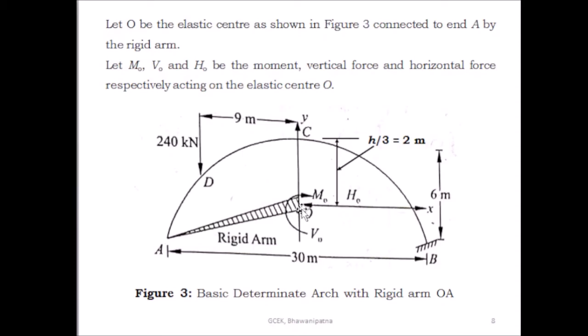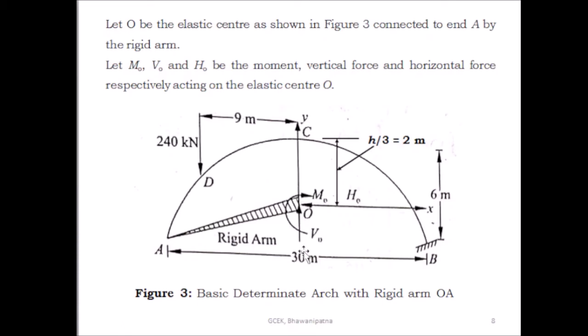Let O be the elastic center as shown in figure 3, connected to end A by the rigid arm. Let MO, VO and HO be the moment, vertical force and horizontal force respectively acting on the elastic center. This is the vertical force, this is the horizontal force and this is the moment acting on the elastic center. From the crown to the elastic center, this height is h by 3, so this is equal to 2 meter.